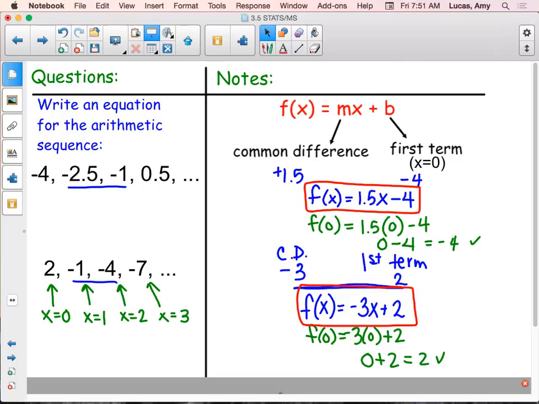Or if we had to find the 100th term in the sequence, we could do that. And we could use the equation. We would not have to write out the sequence to extend it to 50 numbers or to 100 numbers. We would be able to plug in a value for x and figure out that term.